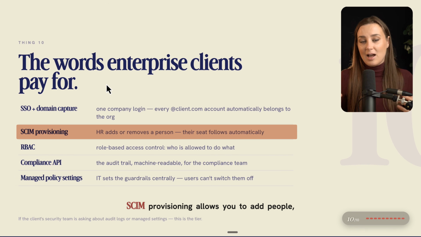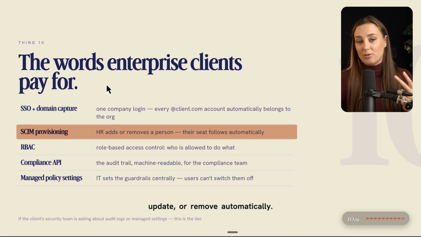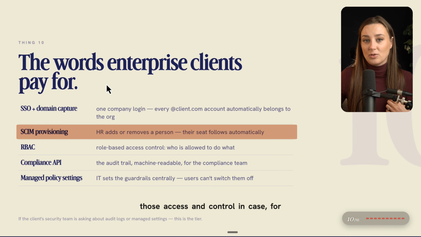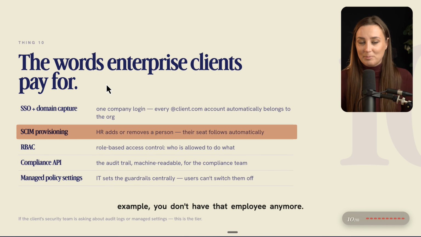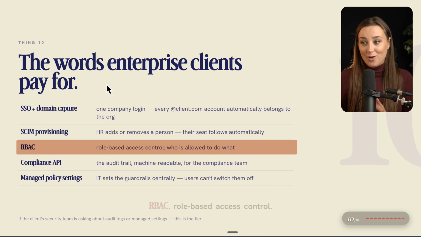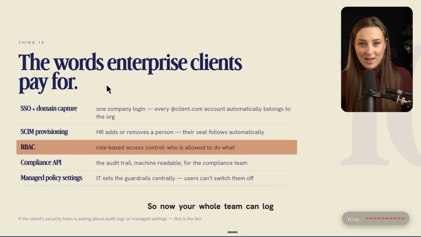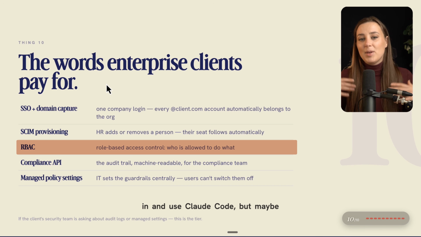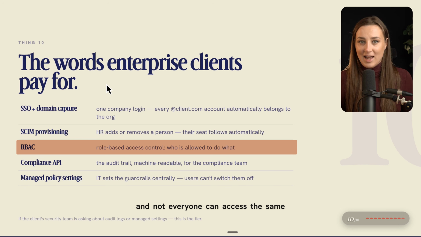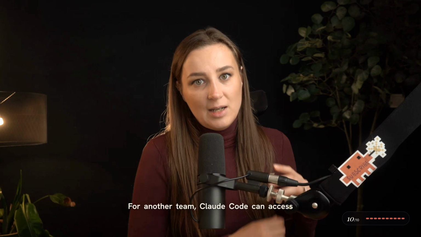SCIM provisioning allows you to add, update, or remove people automatically, so you don't have to manually manage access and control, for example, in case you don't have an employee anymore. RBAC, role-based access control. Now all the team can log in and use Claude Code, but maybe not everyone has the same access controls and not everyone can access the same information. For some teams, Claude Code can access the marketing folder. For another team, Claude Code can access the finance folder.